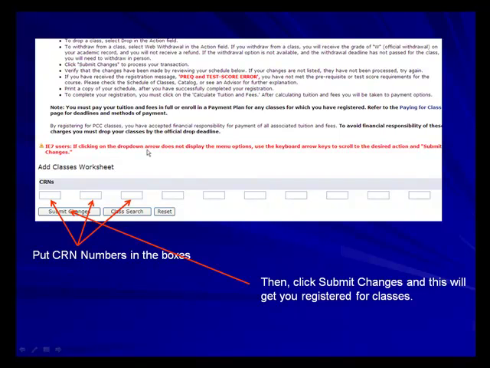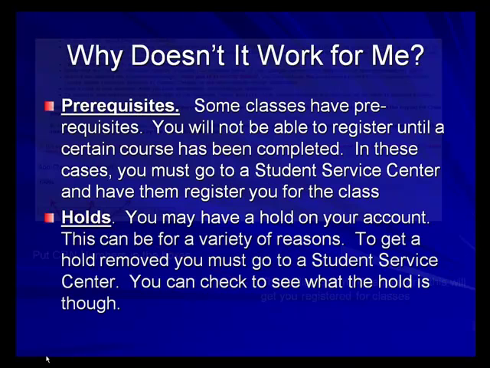You should see, if you scroll down, if you hit Submit Changes and then look at the screen again, you'll see that you're web registered and so forth. It should show that you were registered for classes.